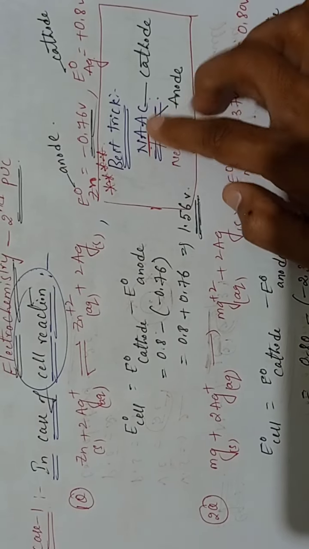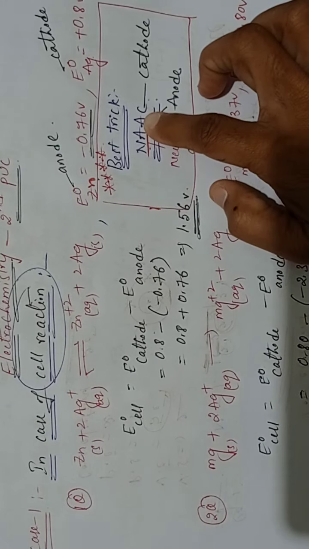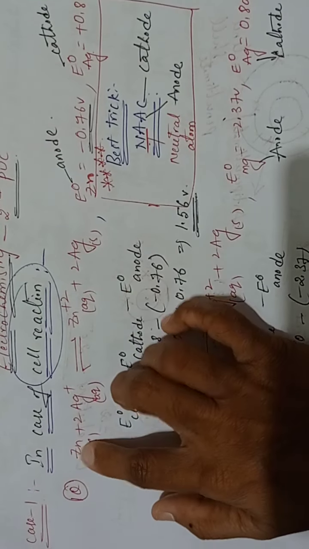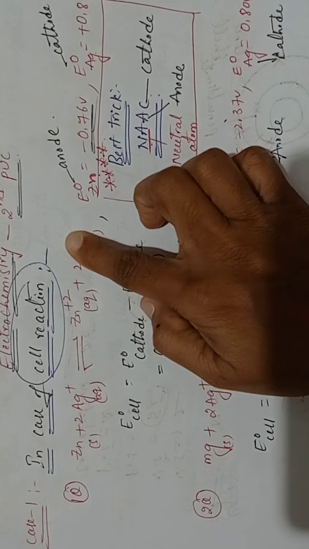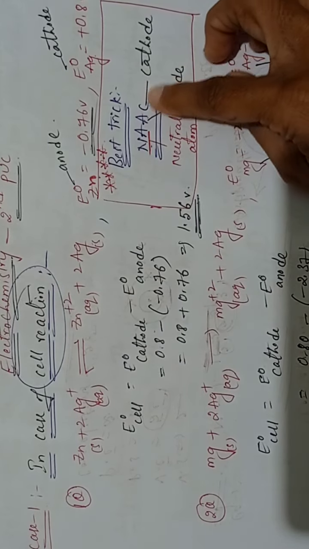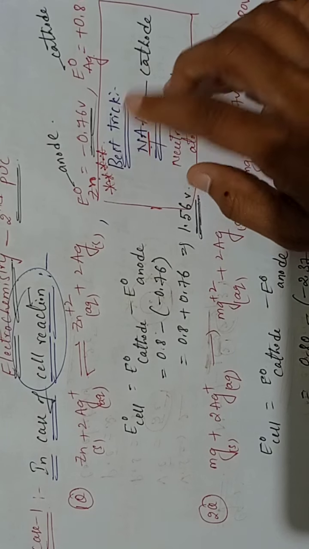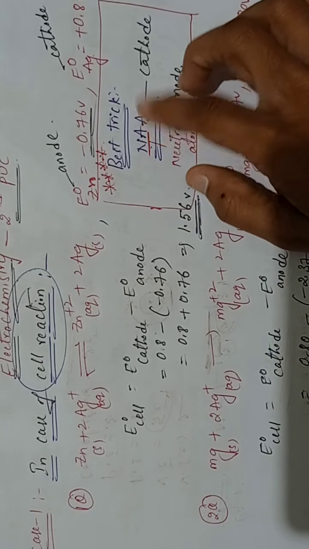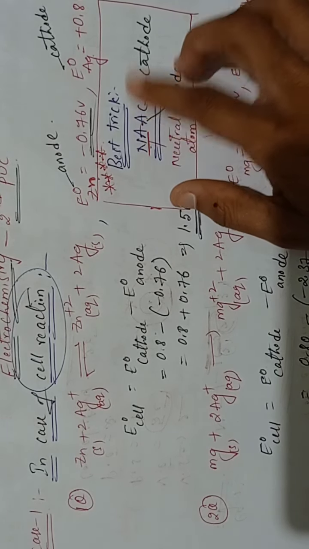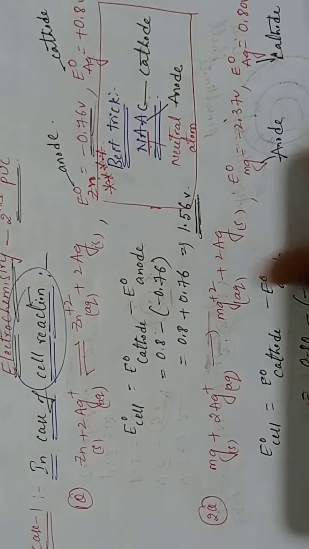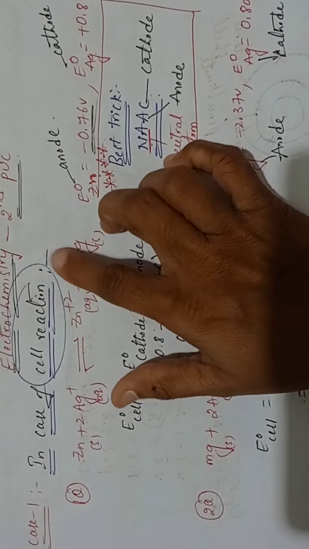Which is the neutral atom before the arrow? That is the anode. After the arrow, which is the neutral atom? That is the cathode, students. NAC: only neutral atoms you have to take. Before the arrow, anode. After the arrow, cathode. So this is the first one, in the case of cell reaction.